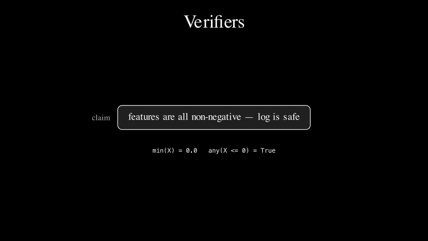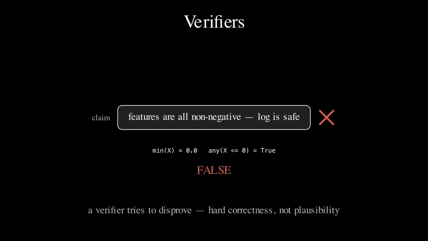Suppose the primary agent claims, "The features are all non-negative, so log transforms are safe." A verifier does not take that on faith. It runs a check against the real data, computing the minimum feature value and testing whether any value is 0 or negative. If a single feature is 0, the claim is false, and the log transform would have failed silently. The verifier catches the mistake the proposer made without noticing, the kind of error that survives precisely when no one is asked to look for it. That is the verifier in one line.